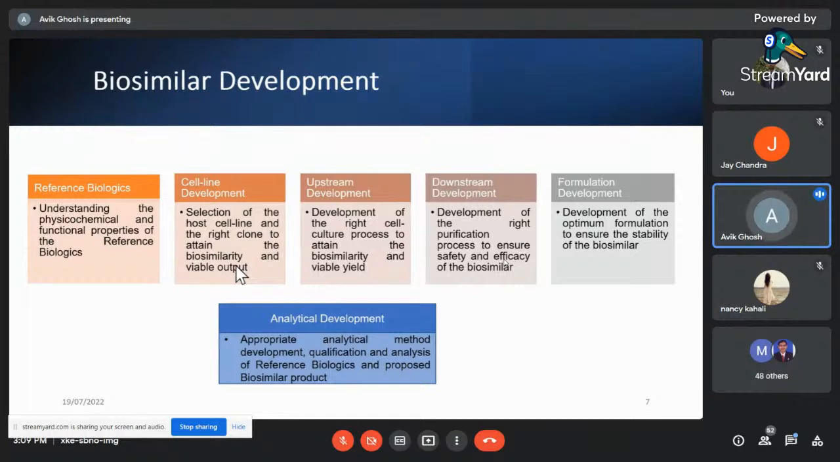Next comes the downstream development. The most important part of downstream development is purification, basically purifying the protein. You have now made a protein from the cell culture and harvested it, but that protein doesn't come out of the cell culture as only a protein, right? It comes with other host cell proteins or cell DNAs.